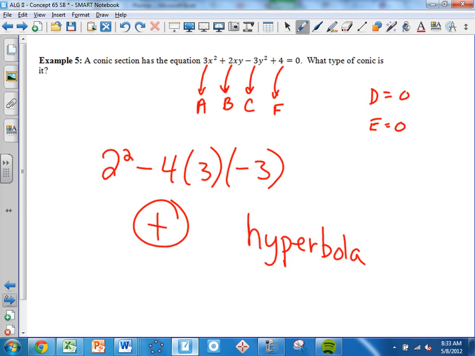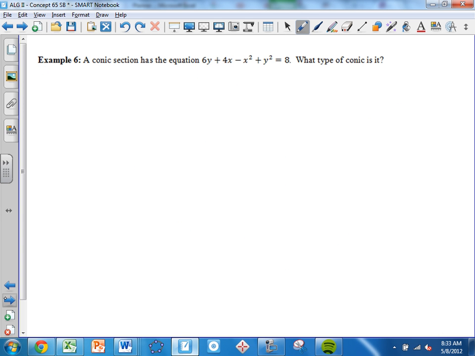Number 6. For this one, what should I do to the equation? Rewrite it. Why? Good, Andrew. It's not in our standard general form here. So, let's go ahead and rewrite this one. First, what goes in the very front? Good, the x squared term. What comes after that? xy, but is it there? No. So b is 0.